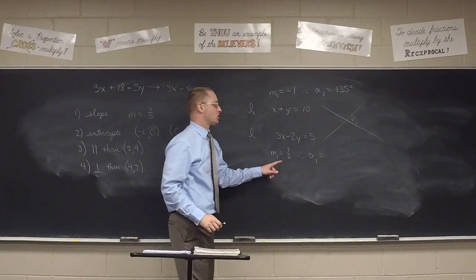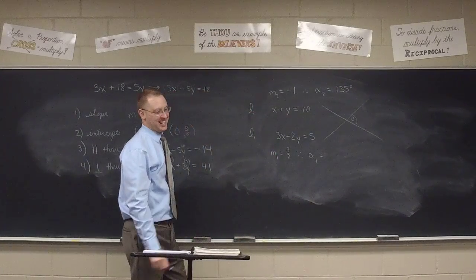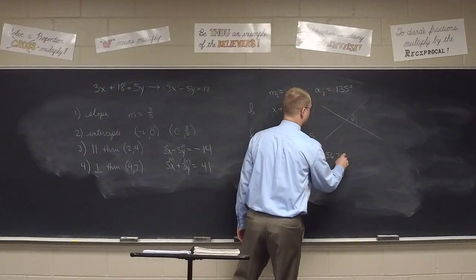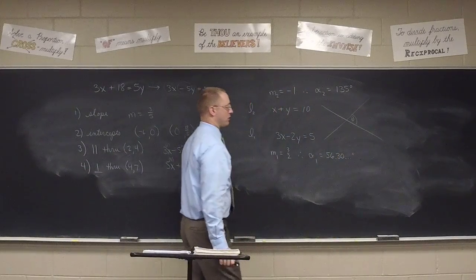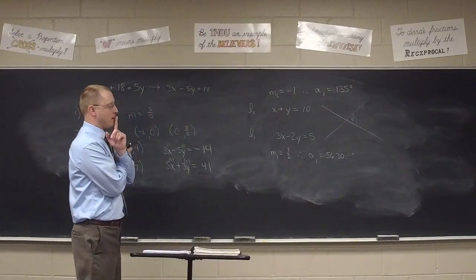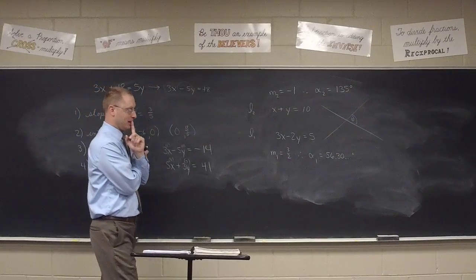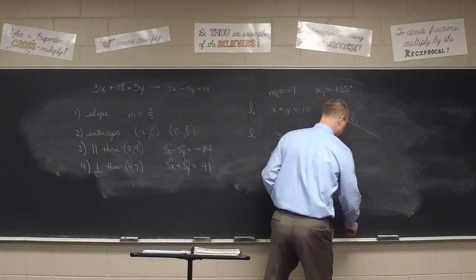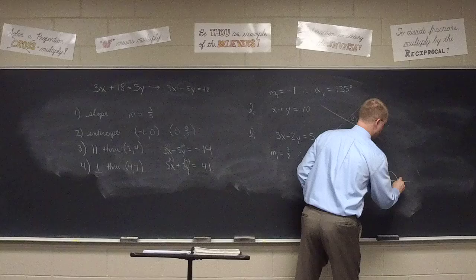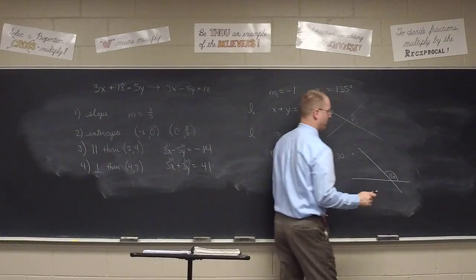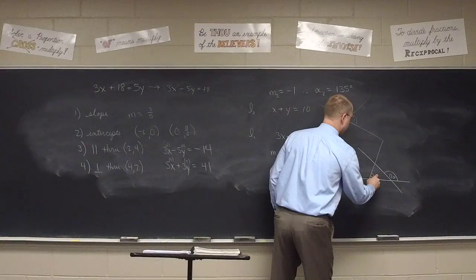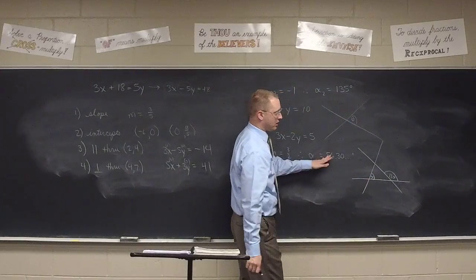Line 1, on the other hand, has a slope of 3/2. What is its angle of inclination? 56.309 blah blah blah degrees. So how would I figure out what angle they make with each other? You would draw a line parallel to the x-axis. Well, you have a 135 degree angle, and you have a 56 degree angle, basically 56.3.